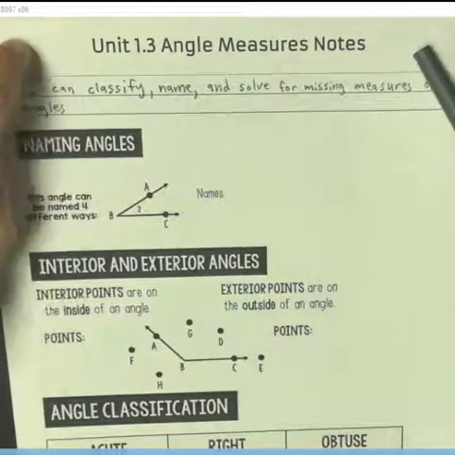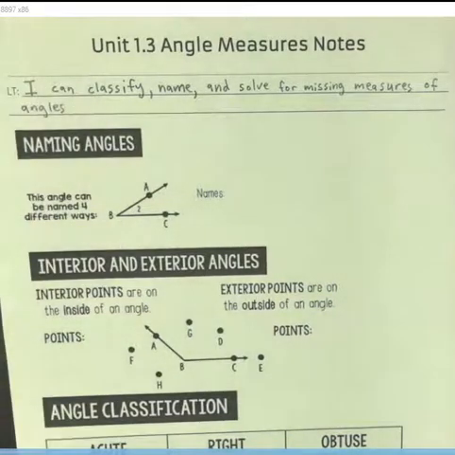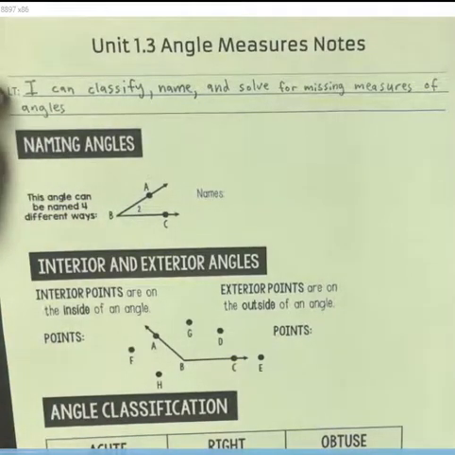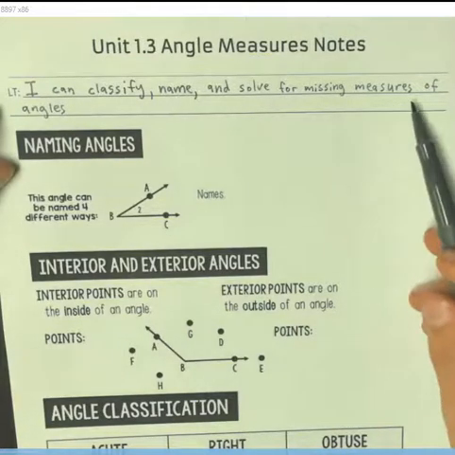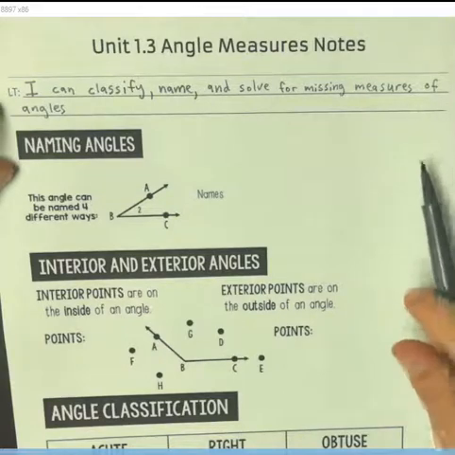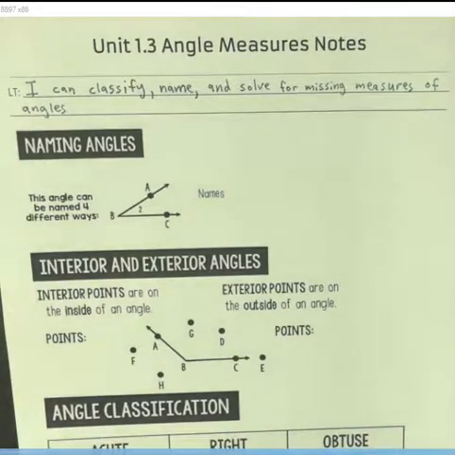Turn to this page in your packet. It should say Unit 1.3 Angle Measure Notes. Your learning target for today is I can classify, name, and solve for missing measures of angles. Please write that where it says learning target.